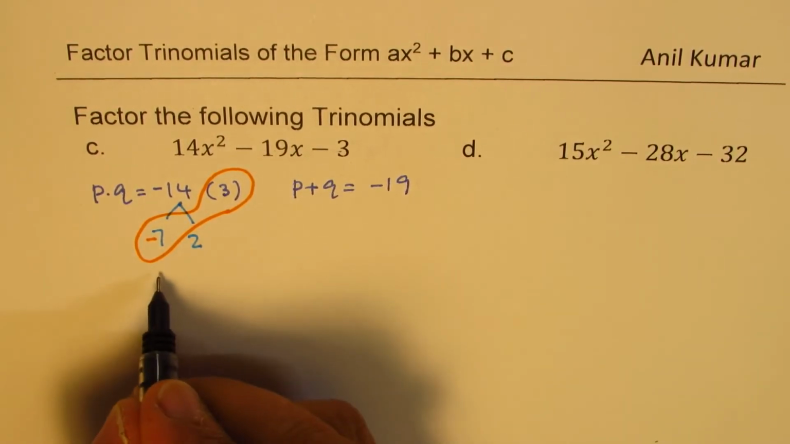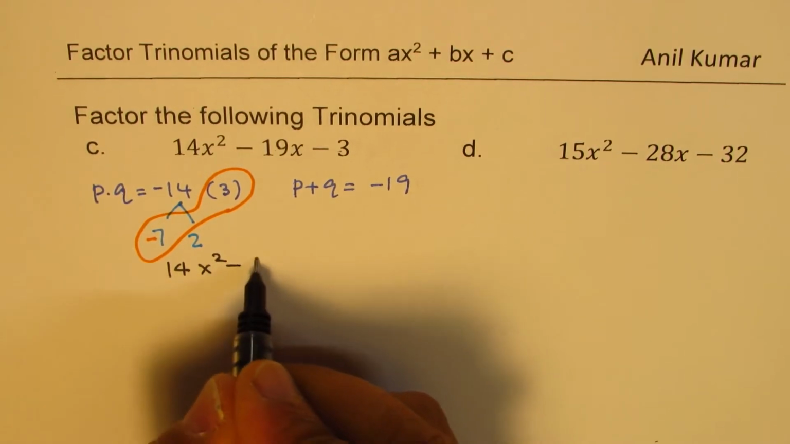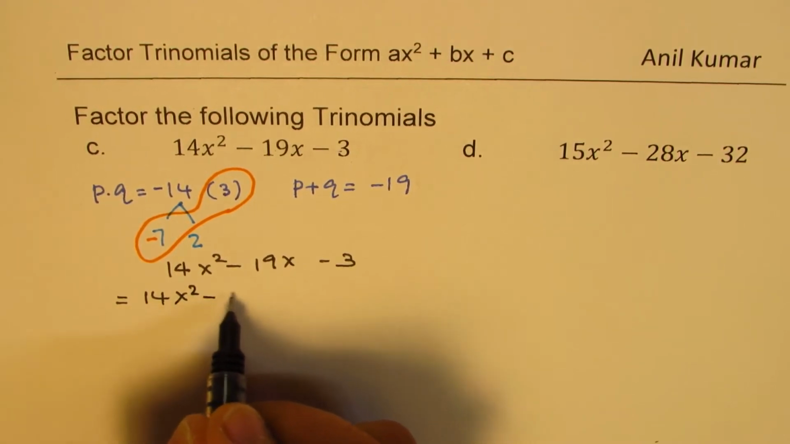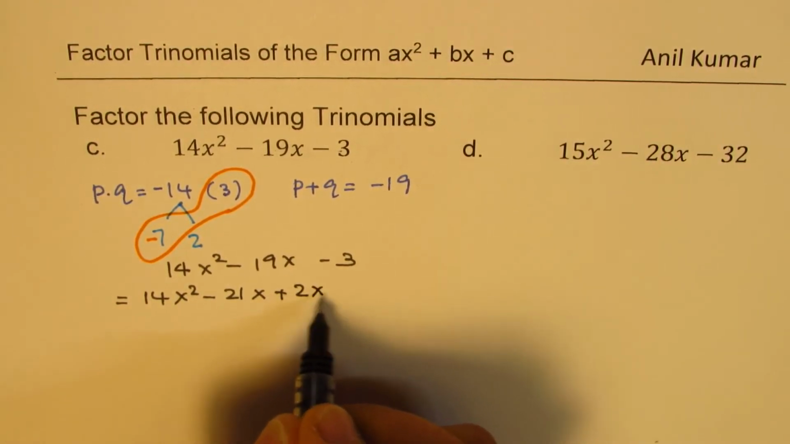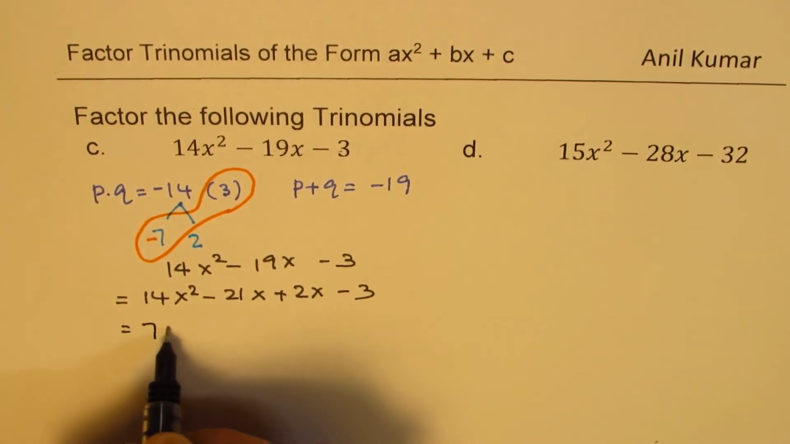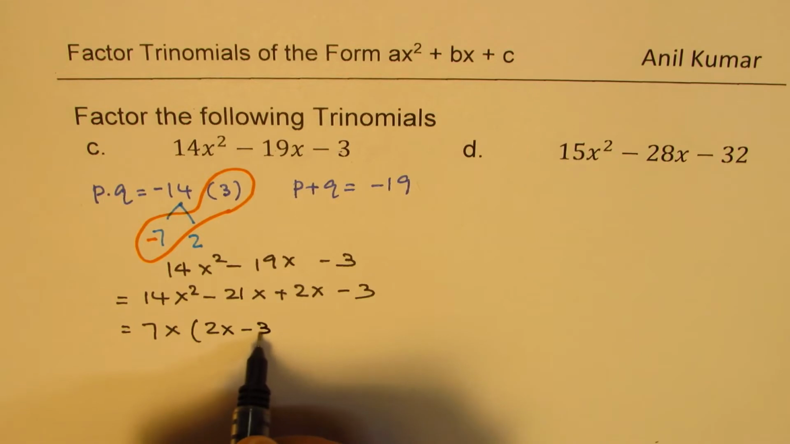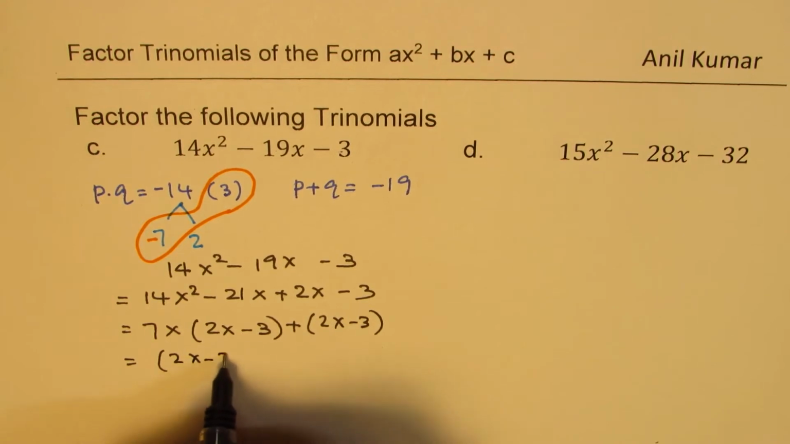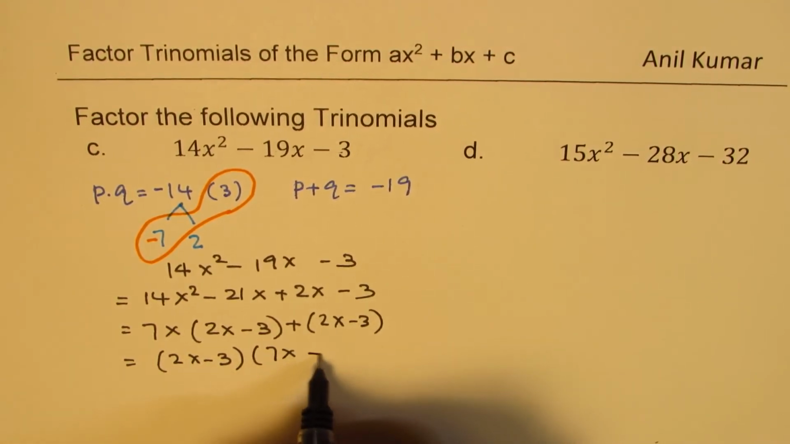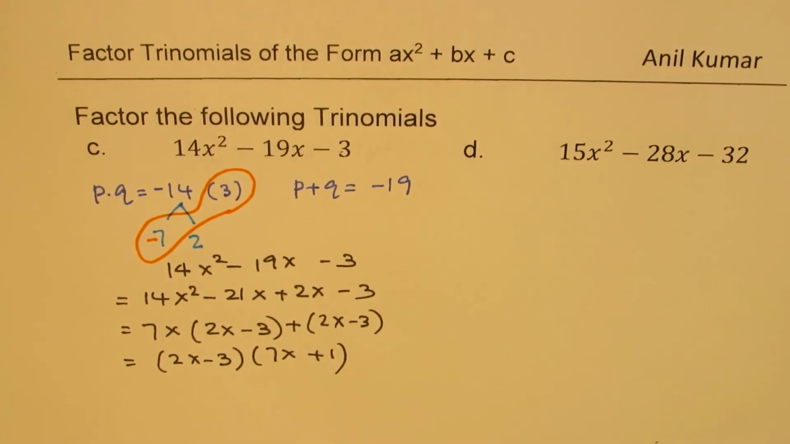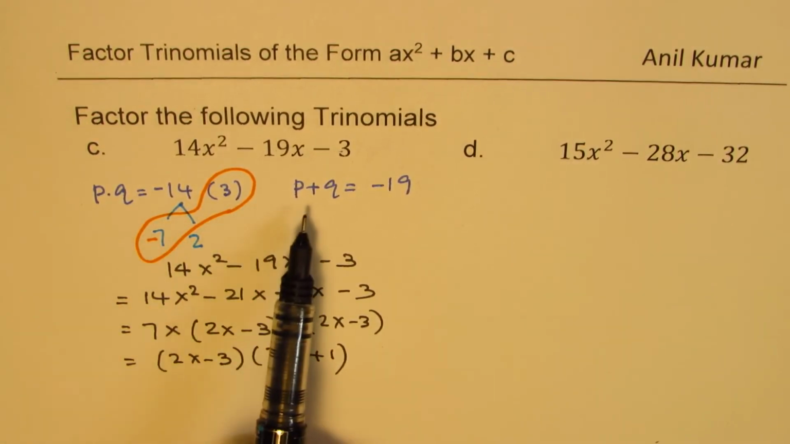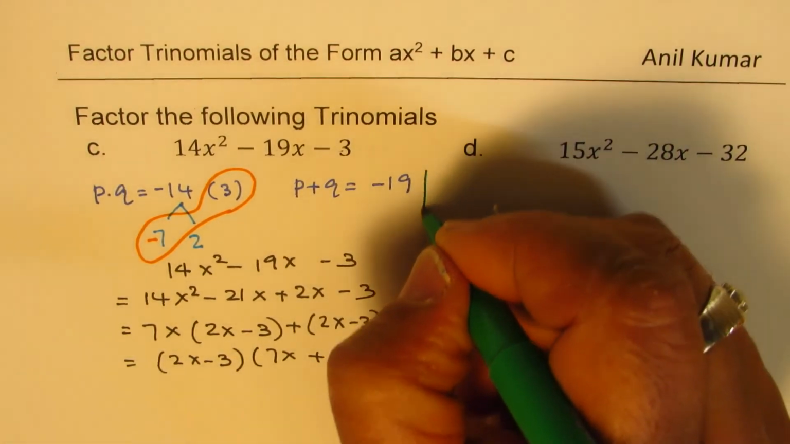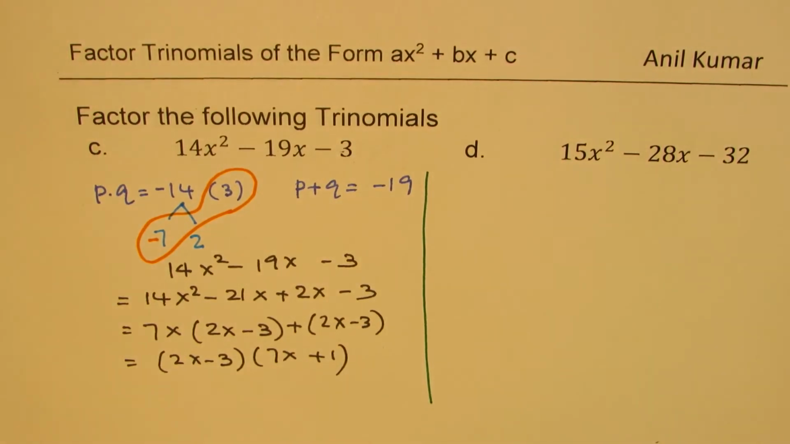Perfect. So now we could write 14x squared minus 19x minus 3 as equal to 14x squared minus 21x plus 2x minus 3. Now 7x is common here, so we get 2x minus 3, plus 2x minus 3. So 2x minus 3 can be taken as a common factor, giving us 7x plus 1 as our answer. Do you see that? So finding the combination of product and sum could be challenging. Using this technique, it is simpler, right? I'm not saying very easy, it's simpler.